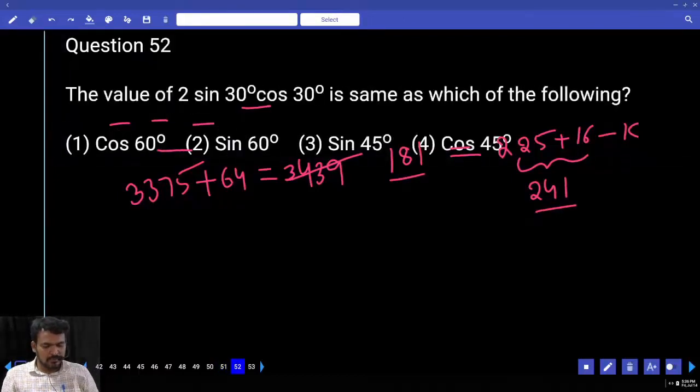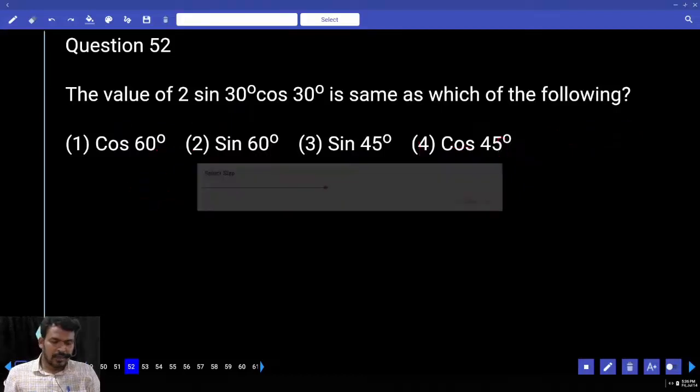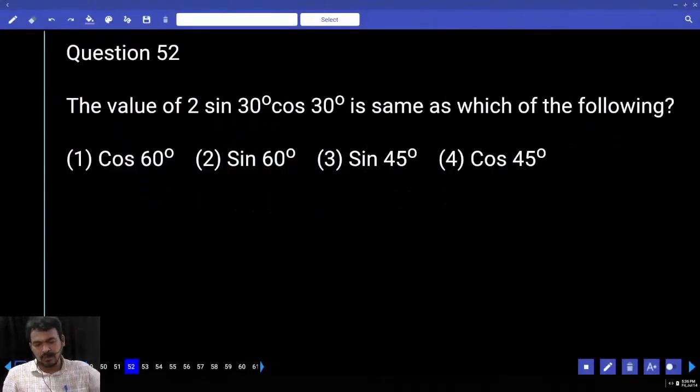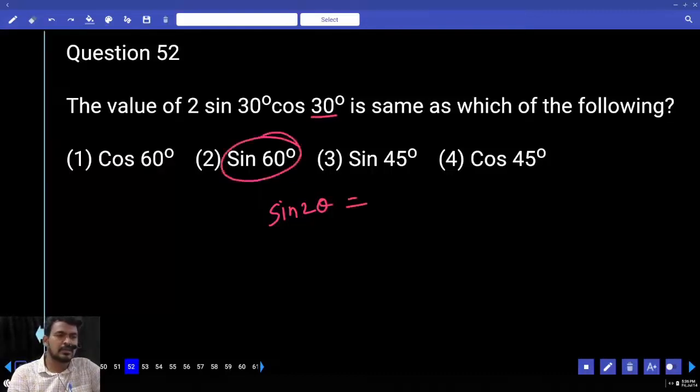Next question number 52. The value of 2 sin theta into cos theta is the same as which of the following? What is 2 sin theta cos theta? Sin 2 theta. What is the theta value? 30. Then sin 2 theta means sin 60.